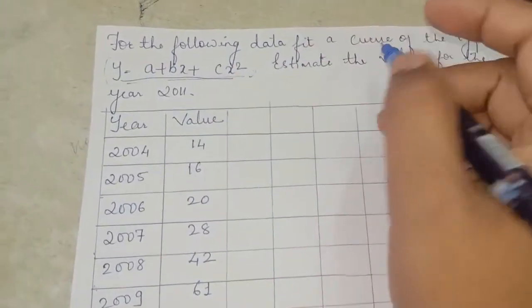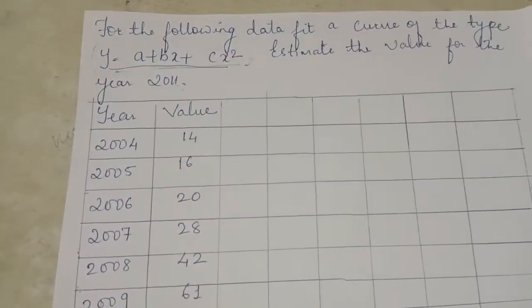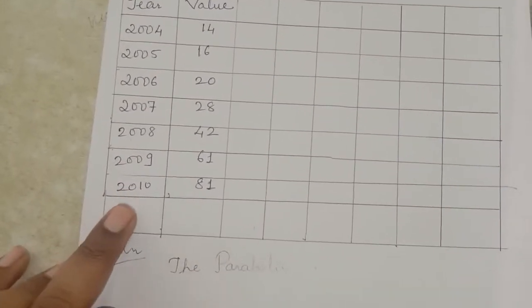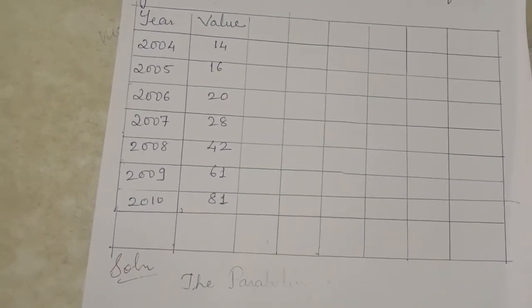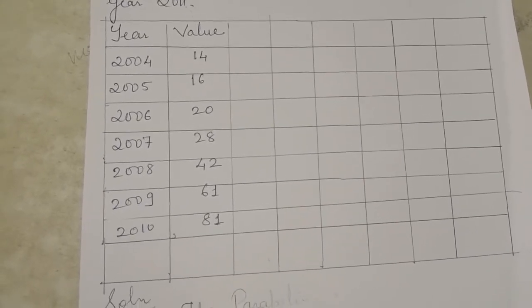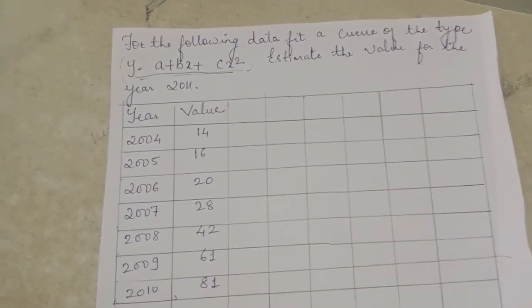Then they are told to estimate the value for the year 2011. You have to forecast, because the values till 2010 are given. They have given years 2004 to 2010 and the values. So this is the problem. Now let's start with the solution part.